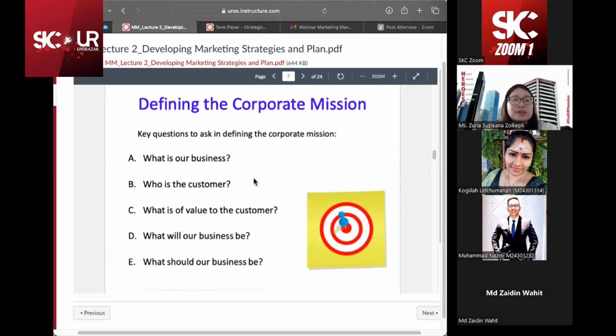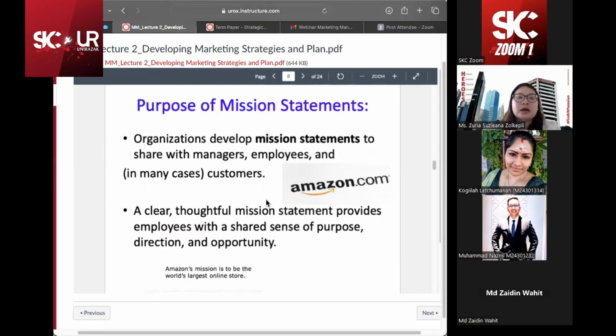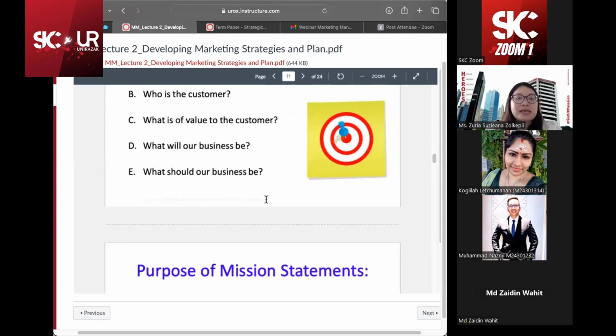The key questions to ask in defining the corporate mission: the first thing, you have to know what your business is. You have to understand what you do. And then identify who the customer is. You have to identify the best target audience, the target customer for your company, and then the value to the customer. Once you understand your customer, you should know what they are looking for. And you as a customer as well, what are the things that we look at when we buy? We are going to learn this along the way later. Consumer behavior. And then after that, there is an explanation here. Let me finish this one first. What will our business be and what should our business be?